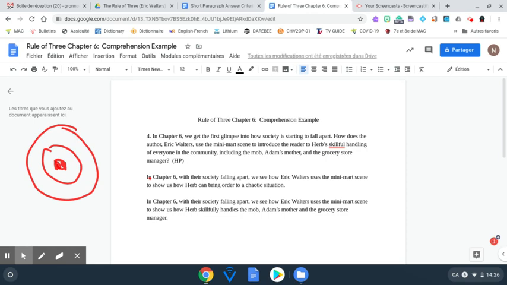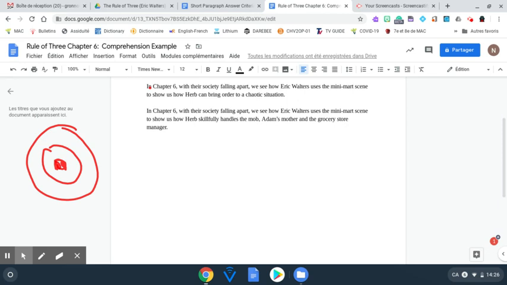Okay, so I'm going to skip a line just to space out what we're doing and move on to our development. Remember that our development is looking to prove our topic sentence. So we're either looking to prove, which is essentially the same thing, that Herb can bring order to a chaotic situation, or that Herb can handle, again, the mob, Adam's mother, the grocery store manager.